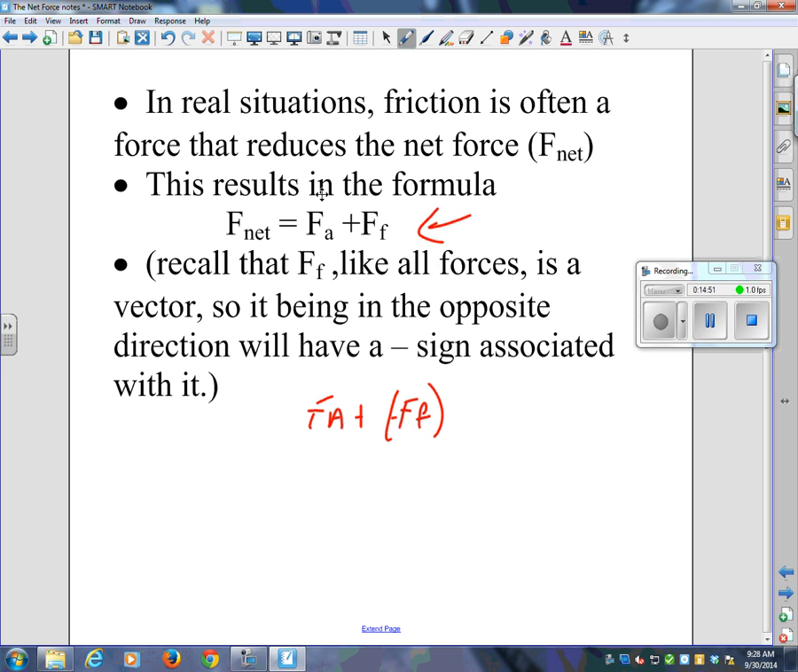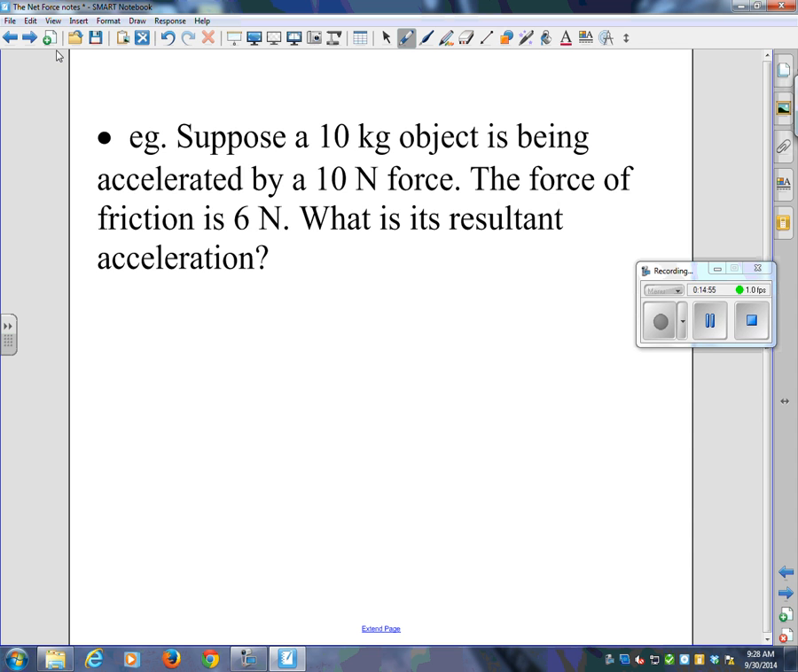Okay? So just be aware of that. I'm just going to write things this way, FA plus FF, and then I'm going to use the negative sign of it. Okay, let's go ahead and write this one down. Pretty straightforward. You probably did it in grade 11.